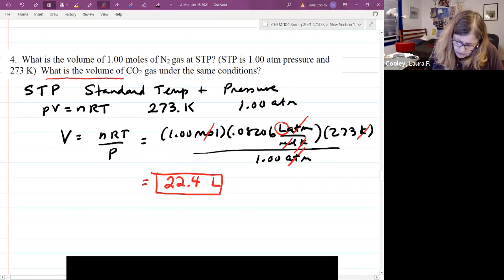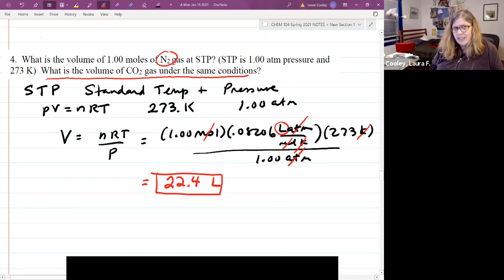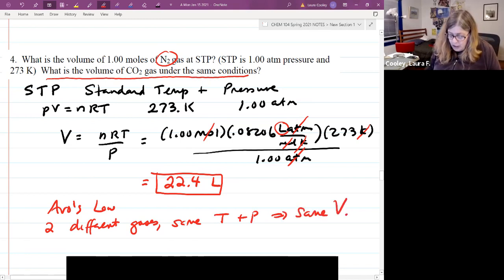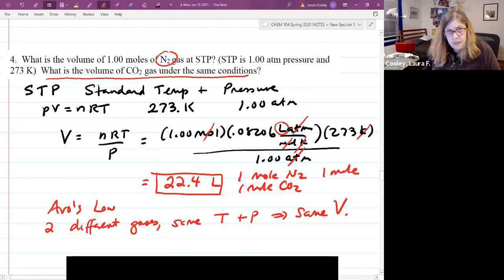It says, what is the volume of CO2 under the same conditions? So it asks about nitrogen, but then it says, what is the volume of CO2 under the same conditions? That's like a trick question, right? Because what's the answer here? Well, from Avogadro's law, if you have 2 different gases at the same temperature and pressure, you will have the same volume. So 22.4 liters is for 1 mole of N2, or 1 mole of CO2, or 1 mole of any gas.